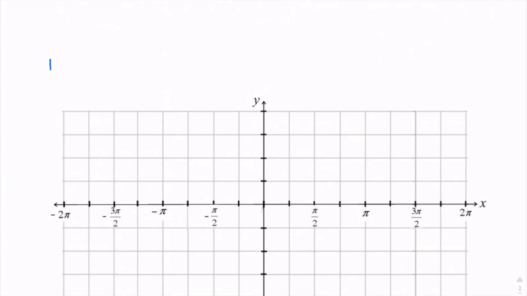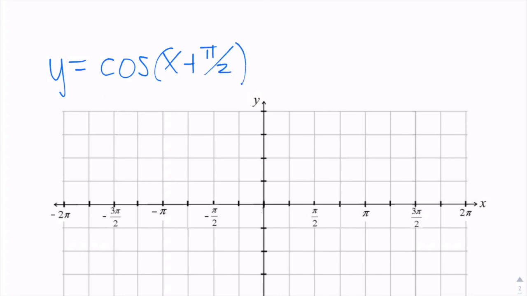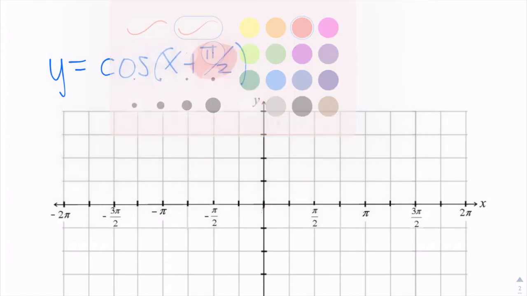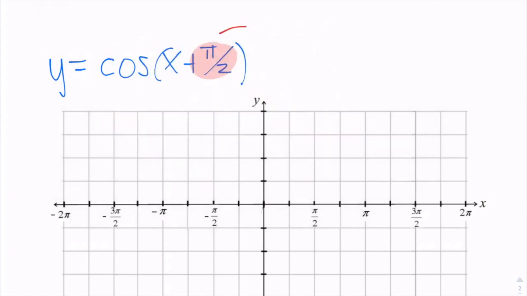And now we have y equals cosine of x plus pi over 2. This plus pi over 2, whenever you're inside the parentheses, you always remember it as the opposite. So this plus pi over 2 is actually going to move us left pi over 2, and this is what we call a phase shift.